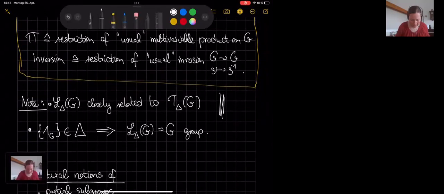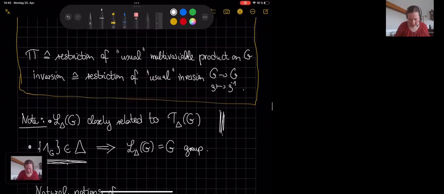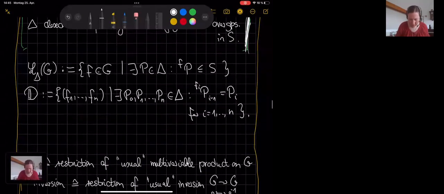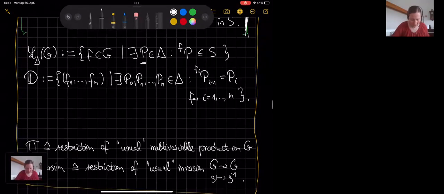Also, one thing to observe: if the trivial group is in delta, then L delta of G is just G and therefore a group. Because then I can just take P to be the trivial subgroup, and this is always true. So L delta of G would be G, and also the product would be defined on all words.